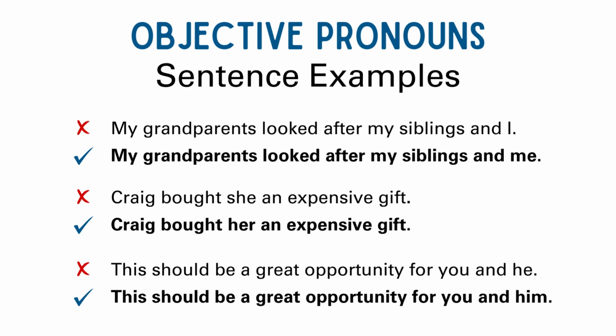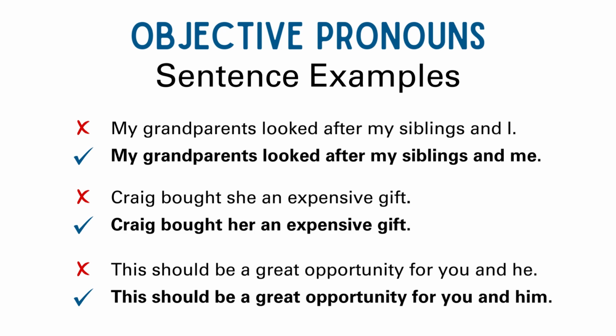In the second sentence, Craig bought her an expensive gift. Craig is the subject and the lady is the object. So we use an objective pronoun. So it's her instead of she. The same principle applies to the third sentence. This should be a great opportunity for you and him, not he. Him is an objective pronoun while he is a subjective pronoun.